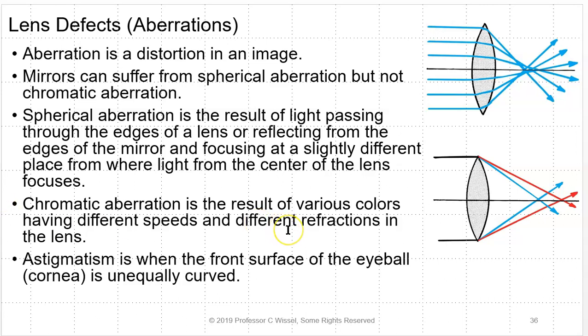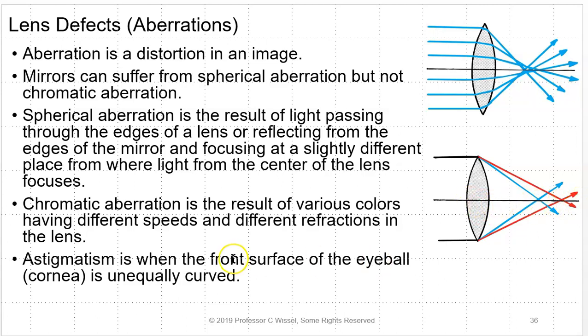Chromatic aberration is a result of various colors having different indexes of refraction in the material, different speeds in the material. Typically, the short wavelengths are refracted more than the long wavelengths. So typically what happens is the focal length of the blue light is smaller than the focal length of the red light.